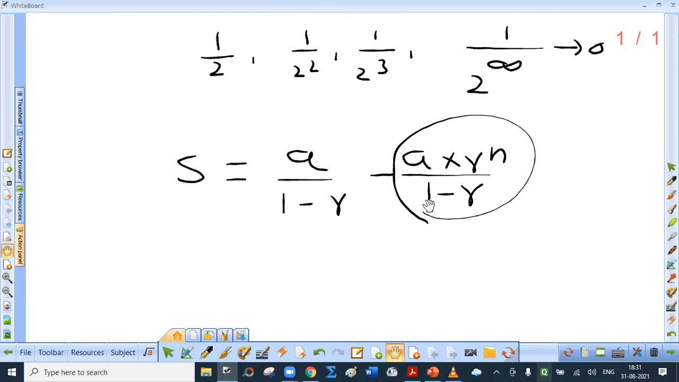Still, if you haven't understood, just remember the formula that sum to infinity of a geometric progression is given by S equal to a upon 1 minus r, and it is defined if modulus of r is less than 1, and it is not defined if modulus of r is greater than or equal to 1.